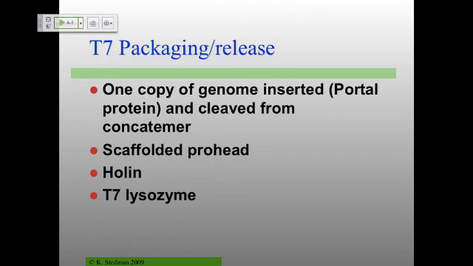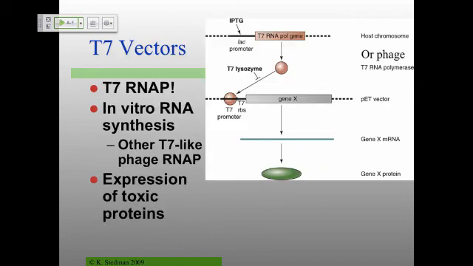And then, of course, holin to make a hole in the inner membrane, lysozyme to break down the peptidoglycan, and poof, now you have lots of virus being released, or virions, I should say, being released. So that's the life cycle of T7.